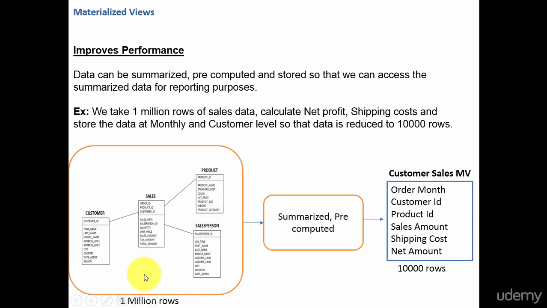What if I take those 1 million rows, summarize, pre-calculate and create a materialized view with these 6 columns? It will be a good idea, right? And the result set will be only 10,000 rows. So whenever we are looking at summarized data, we can go to this materialized view, and whenever we are looking at detailed information, we can go to the actual sales table, right? Yes, these are the main two advantages of materialized views. One is replicating the data between the sites, and number two is improving performance.